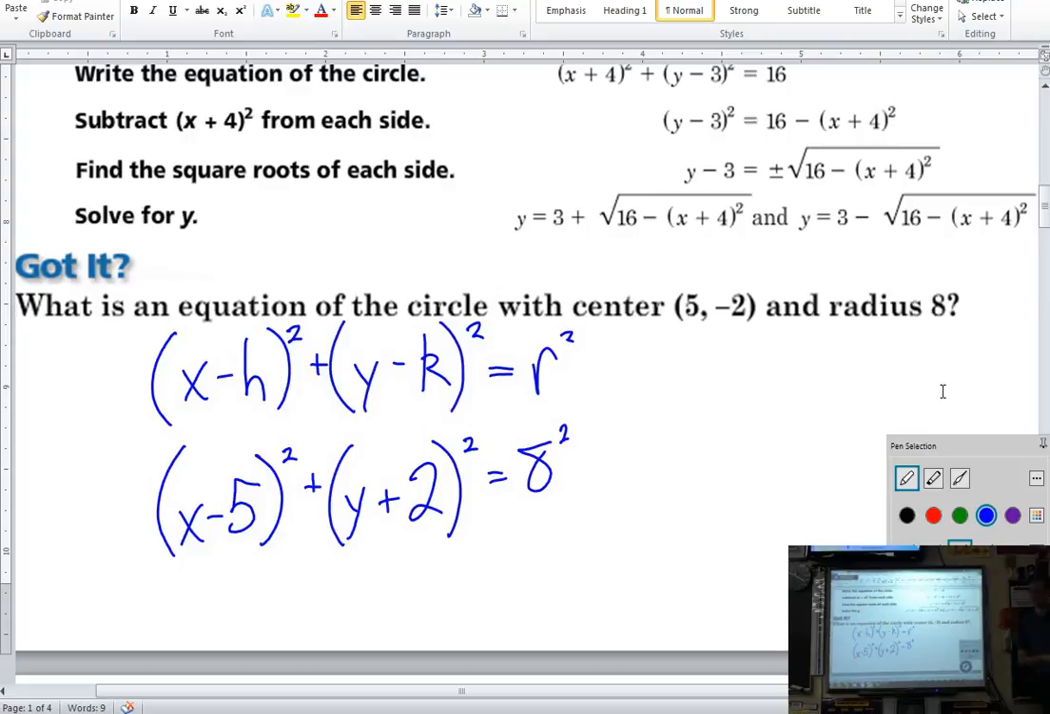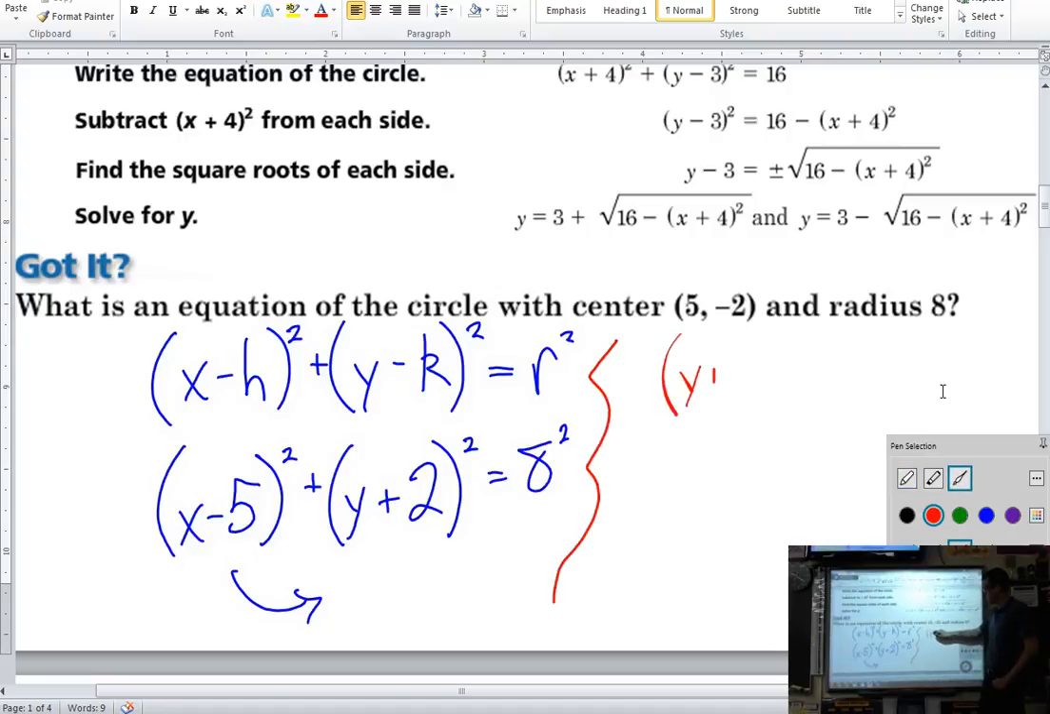Now we manipulate. Bring this to the other side by subtracting the entire thing. That will give me (y plus 2) squared equals, what's 8 squared? 64. Minus (x minus 5) squared. What's that?